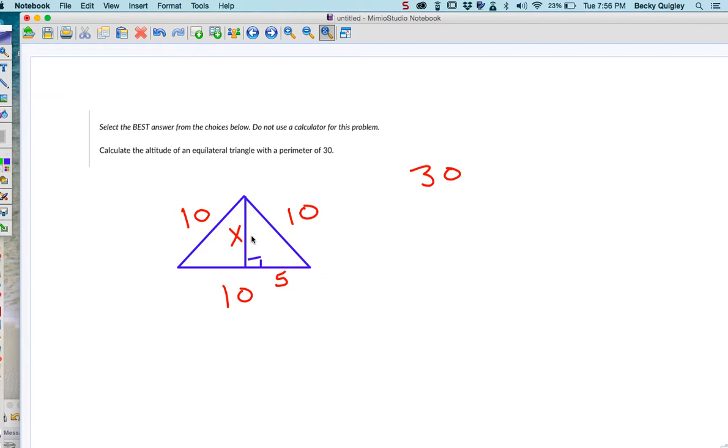So again, you're going to be using the Pythagorean theorem for this right triangle right here. So I'm just pulling this triangle out. So we have a side of 5 here, a side of 10 here, and you're solving for x. So again, you're going to set that up as 10 squared is equal to x squared plus 5 squared. You're going to go ahead and solve that equation for x.